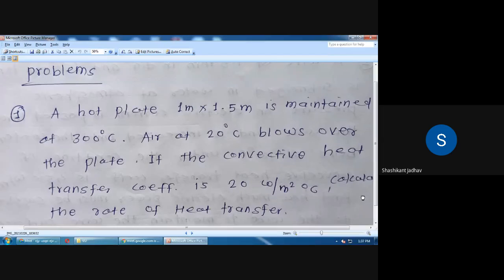Okay. Yes, sir, you got the answer. 8400 watt. Okay. Abhijit Kote, 8.4 kilowatt. Dhanashri, 8400 watt. Okay. Only 3-4 students are solving and putting their answer in the chat box.